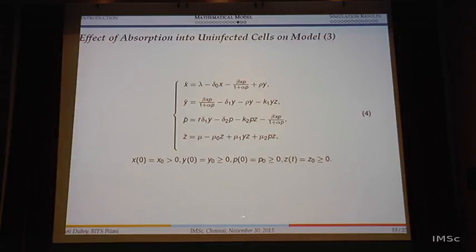In this fourth model, we have considered the absorption again. All other terms are the same, and only this beta xp upon 1 plus alpha p term we have considered as the loss of pathogens.